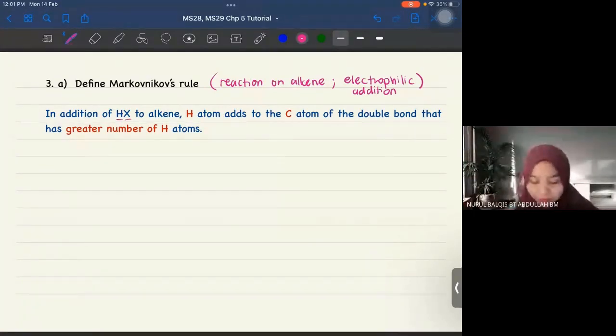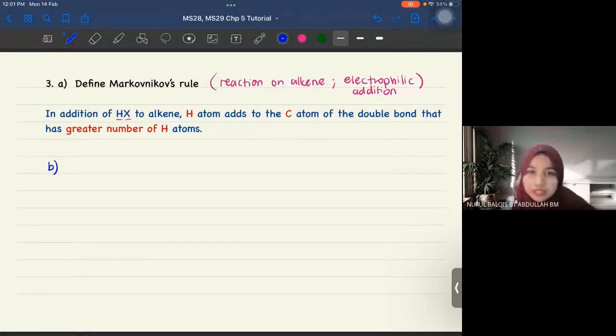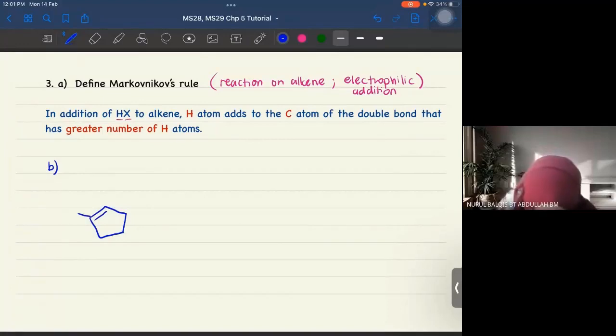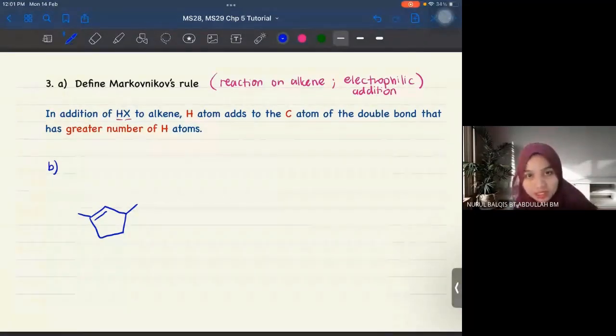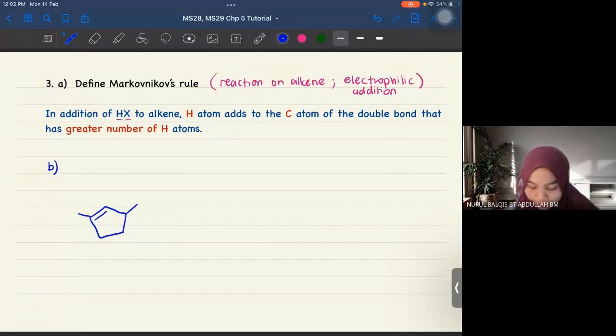Now for 3B, it gives you a structure. Can you please name this compound? We have the longest carbon chain of 5. We have 1 double bond here and 2 substituents. What is the name of this compound? How are we going to name this? What do we start with first? The parent and suffix?